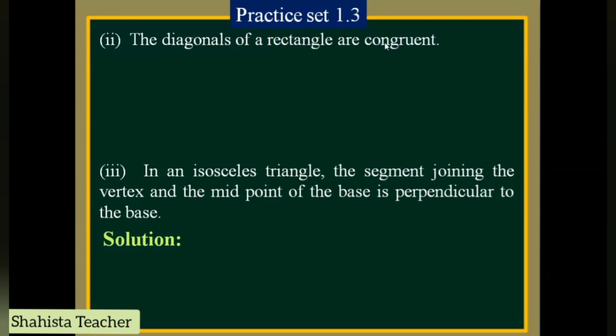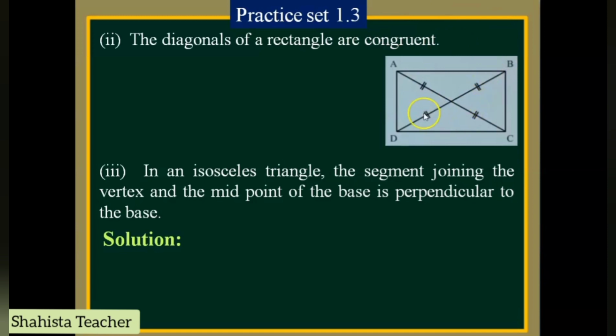So here, see this figure. This is a rectangle and inside this rectangle there are two diagonal lines, AC and BD. They bisect each other. So here we will write: if a quadrilateral is a rectangle, then the diagonals of the quadrilateral are congruent. See this perpendicular line; the diagonals bisect each other. So if the quadrilateral is a rectangle, then the diagonals of this quadrilateral are congruent.